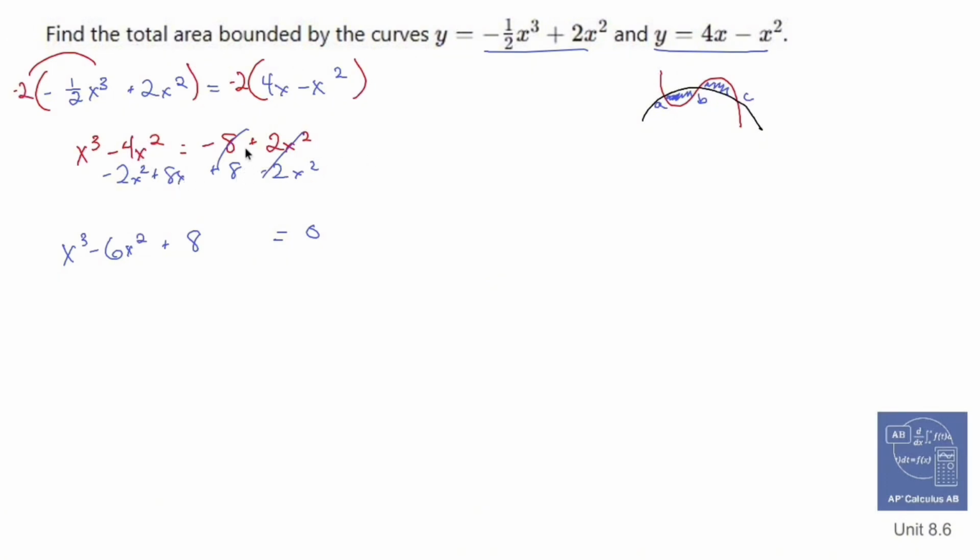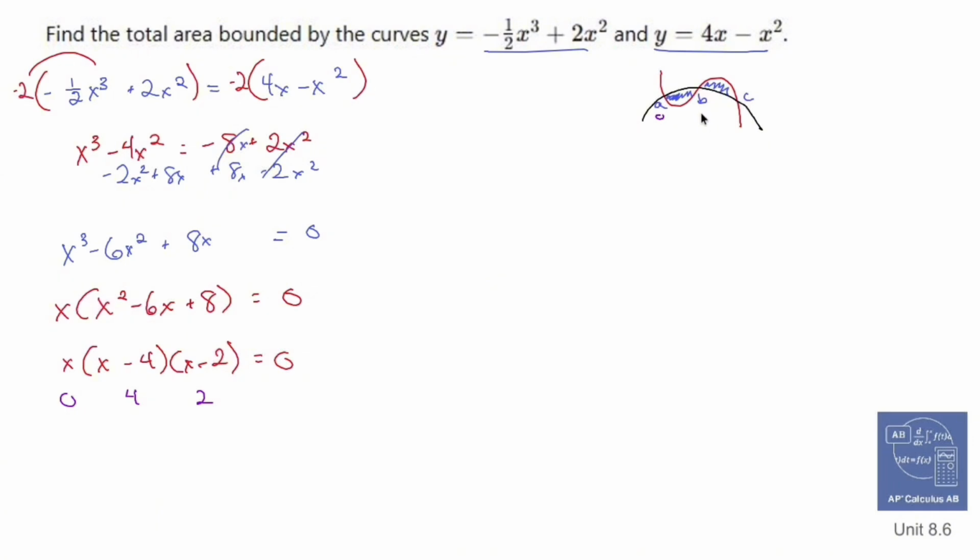Oh my gosh, why did I not notice that? Plus 8x. Sorry, everybody. I'm not going back and editing. Leave it alone. What can I do? Well, I can factor out an x. And when I factor out an x, that leaves me with x squared minus 6x plus 8 equals 0. That factors into x minus 4 times x minus 2. So my magic numbers, and therefore my points of intersection, are going to be 0, 4, and 2. So 0, 2, and 4 in that order.